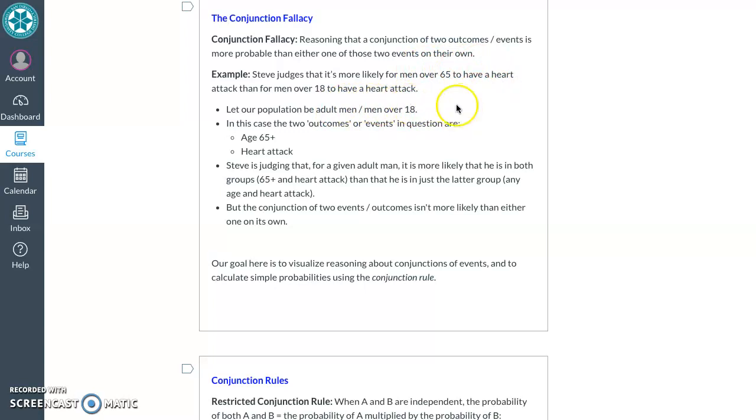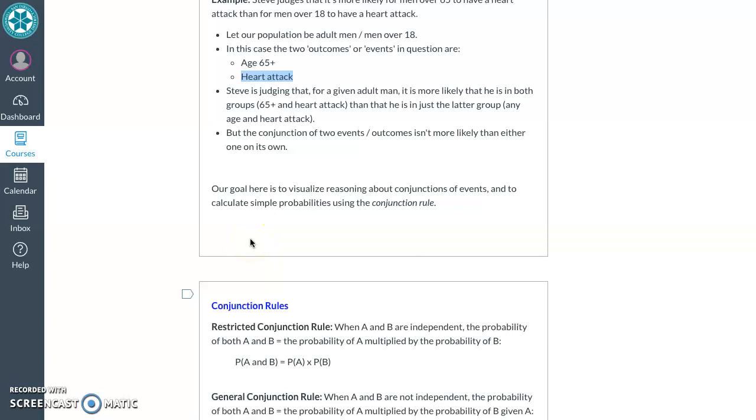So let our population be adult men over 18, and in this case the outcomes we're interested in, or events, whatever probability we're interested in will get called an outcome or event, is being over 65 and having a heart attack. And Steve is judging that it's more likely that a person is in both of these groups than just in this group, and we're going to show that a conjunction can't be more likely than either conjunct on its own by illustrating it with an example. In particular, we'll visualize it.